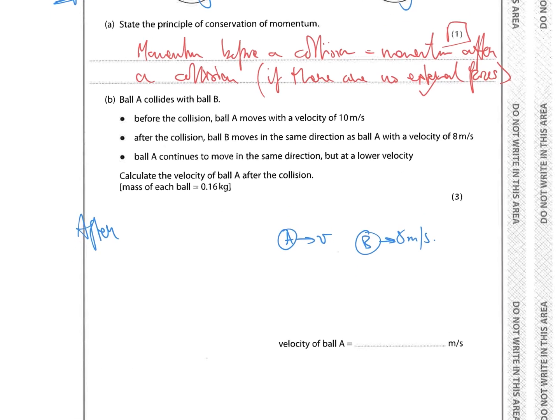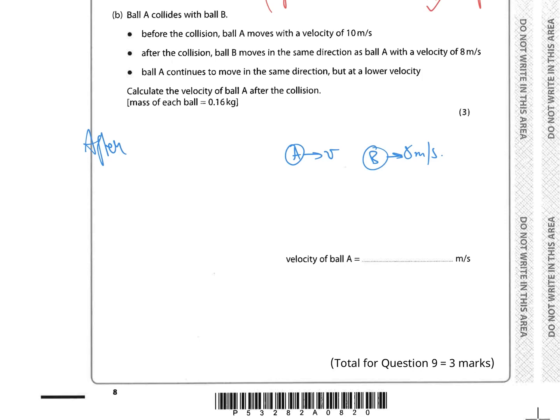So what I always like to do with these calculations is write down the momentum, I hope you know that P is momentum before a collision, must equal momentum after a collision. And the momentum before the collision is going to be the mass times the velocity, and that's going to be the mass of A times the velocity, and afterwards mass A times the new velocity, dash, let's call it dash, plus mass of B multiplied by 8 meters per second.